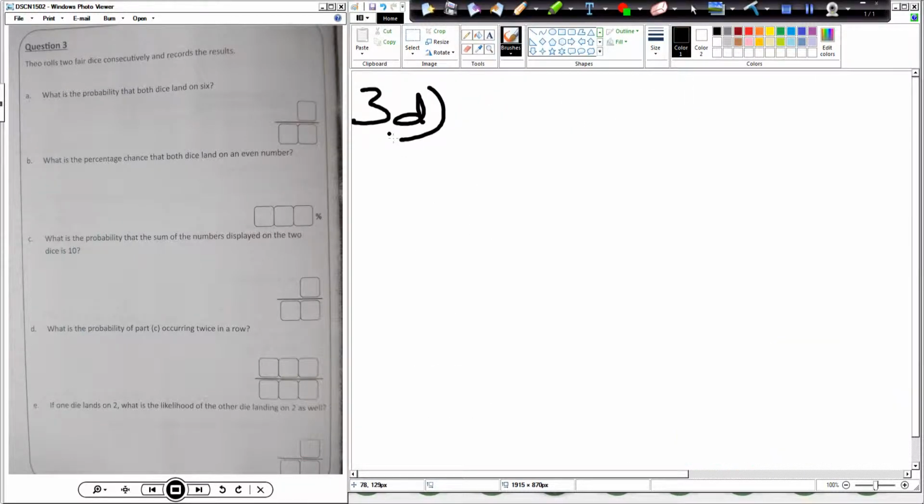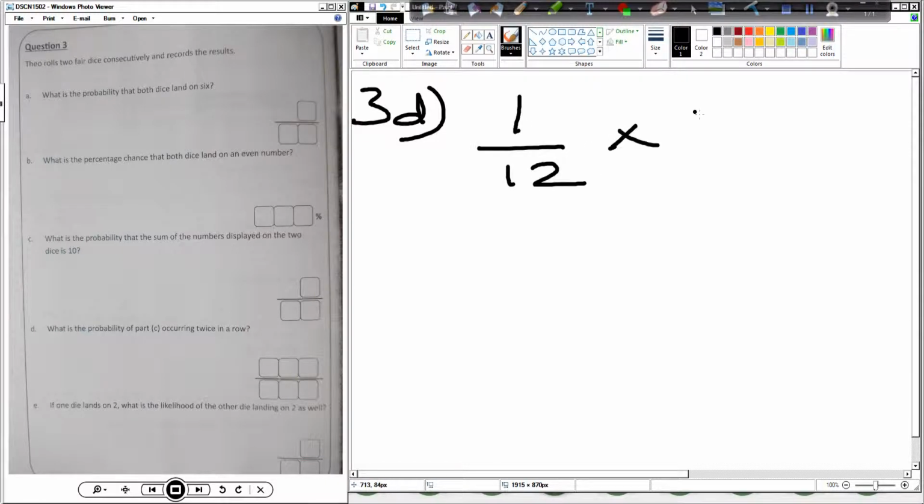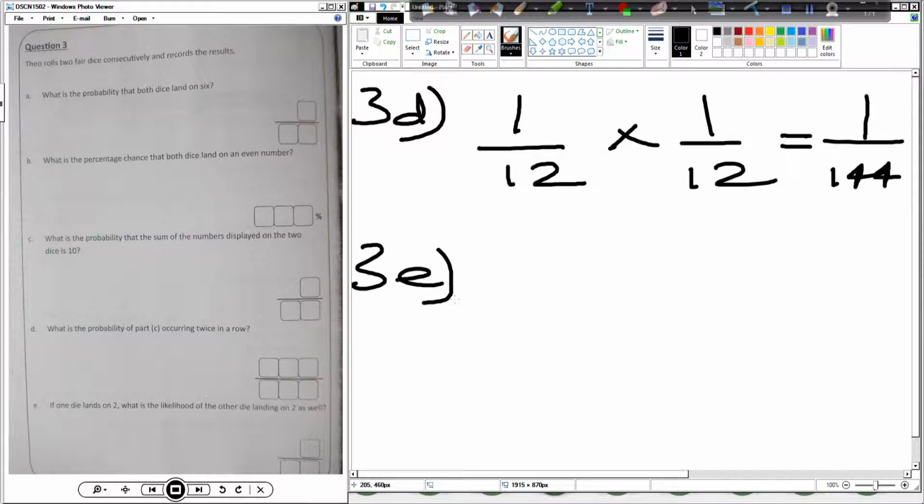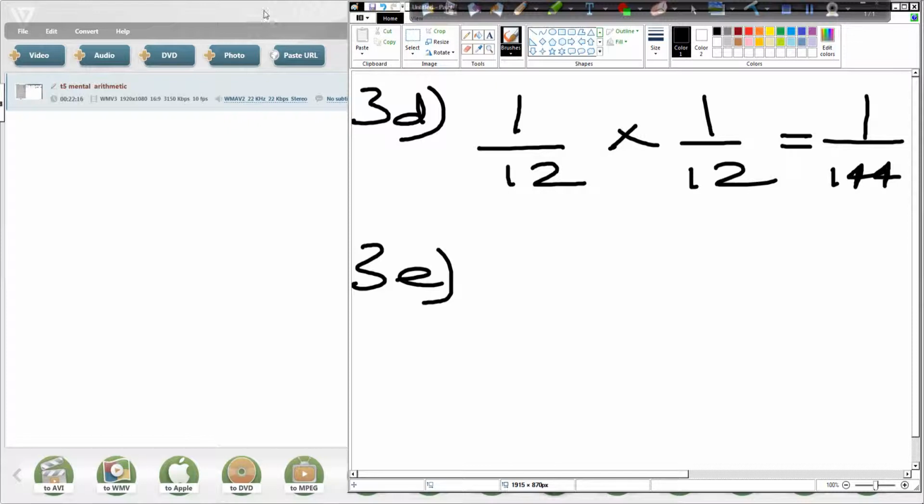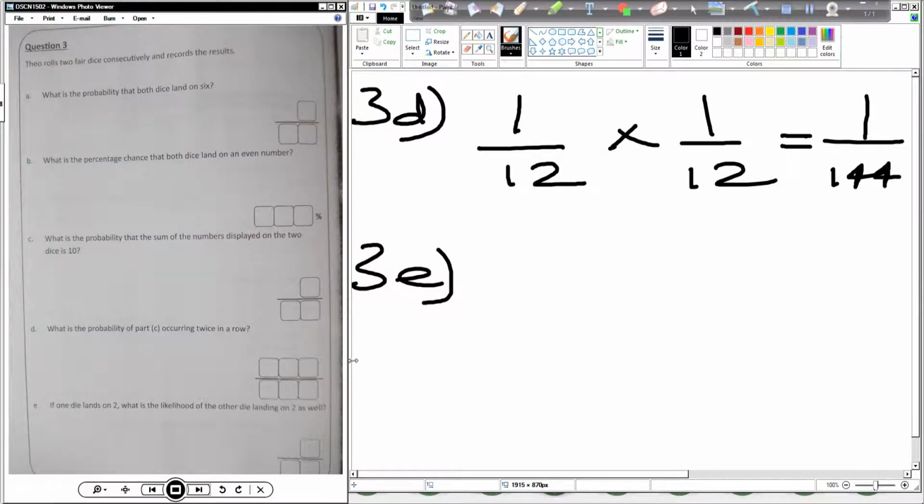Question 3D. What is the probability of part C occurring twice in a row? Probability of part C occurring twice in a row. So, okay, we just said the answer for part C was what? 1 out of 12. And if it happens twice, what do you do to it? It's the probability of that event and then the same again. So that'll give you a total probability of 1 over 144. Question 3D is done. So what is it? It's 1 over 144. Right. Next one's 1/12.